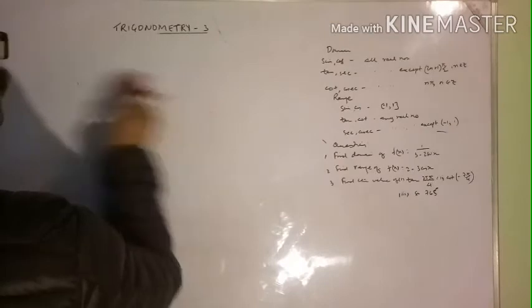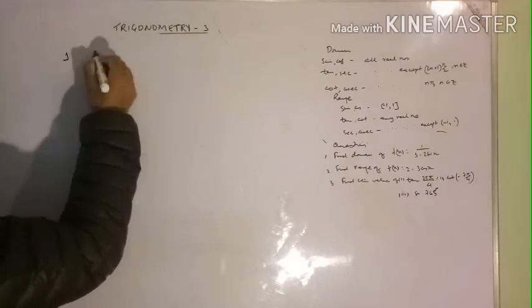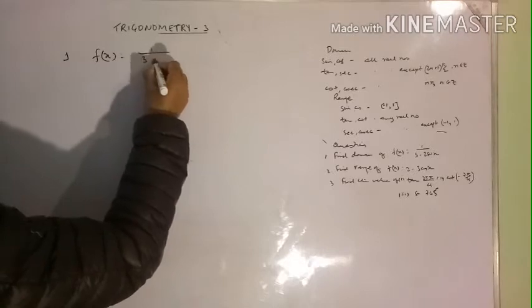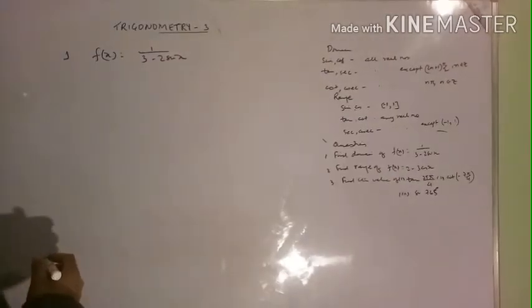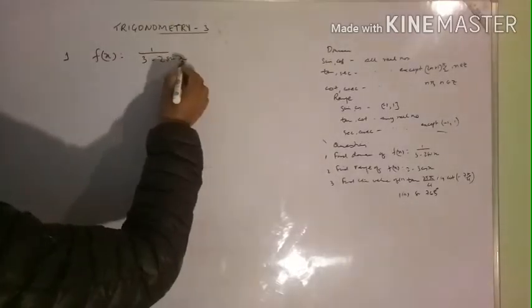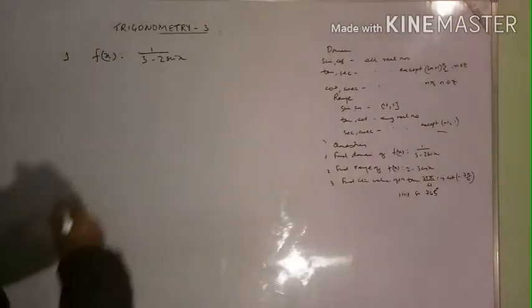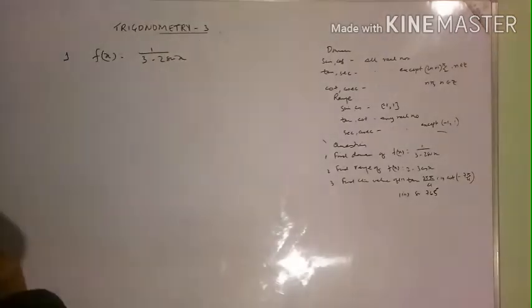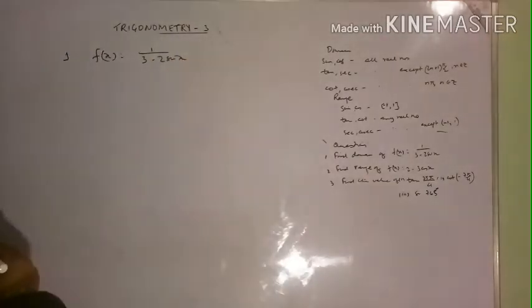Now let's take a few questions. Number 1: given f of x equals 1 upon 3 minus 2 sine x, find the domain of this function. Domain of this function means the values of x for which f of x is defined. If the denominator is 0, then 1 by 0 is undefined. So any value that makes the denominator 0, for that value of x, f of x is not defined.